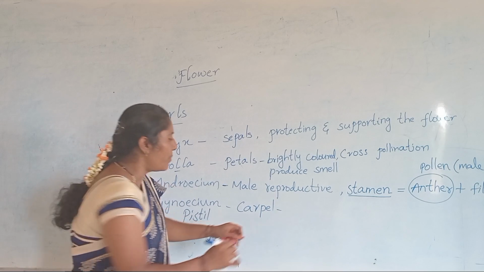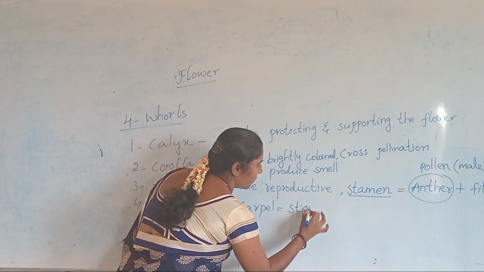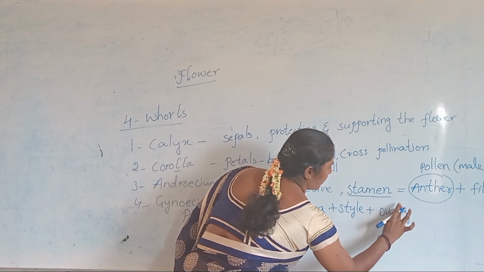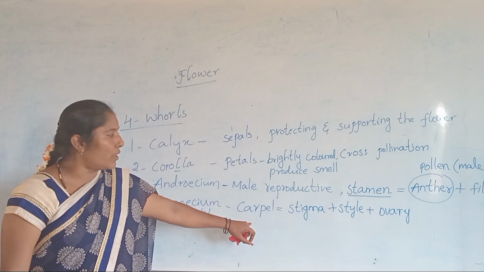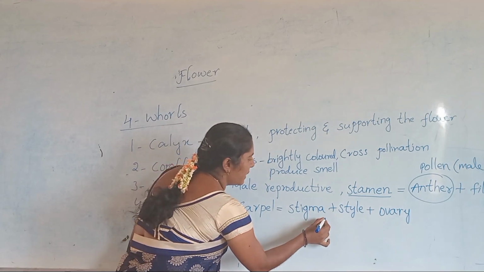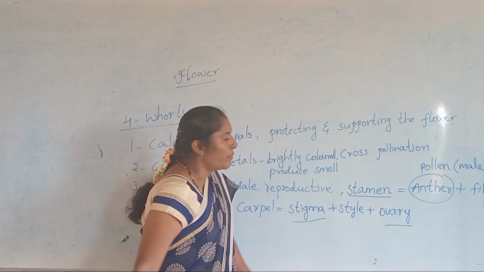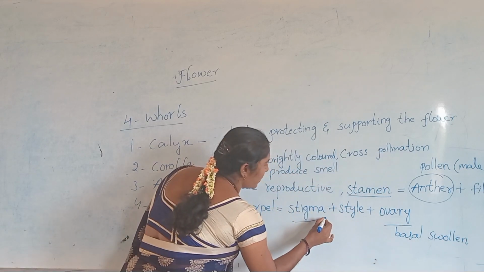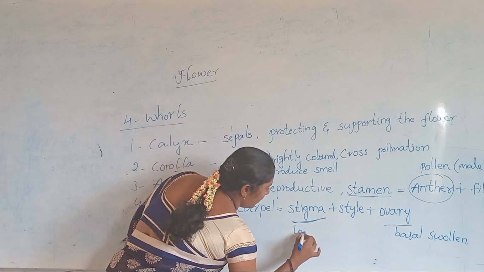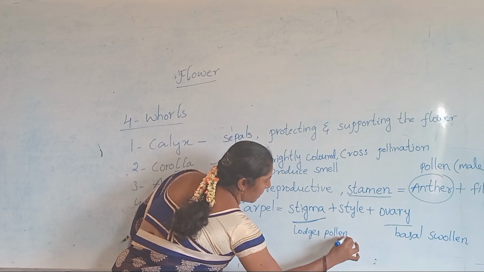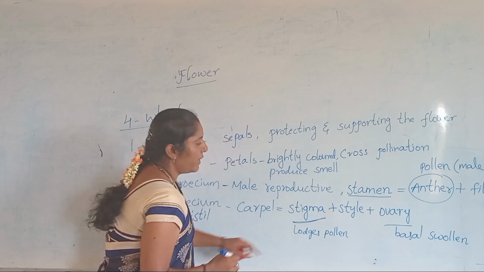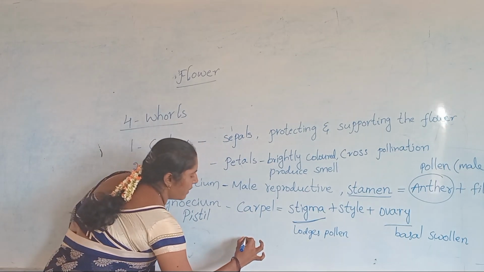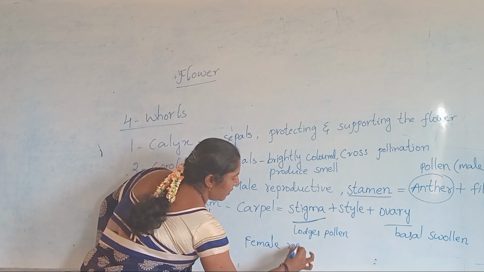Each carpel consists of stigma, style, and ovary. Ovary is the basal swollen part. Stigma lodges the pollen. Style is the connection between stigma and ovary. And gynoecium is the female reproductive part of a flower.